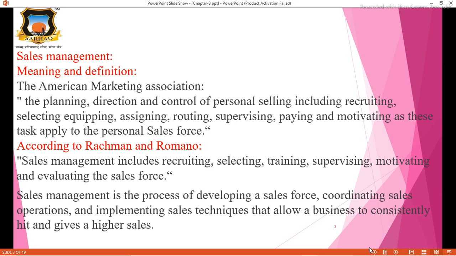force. Sales management is the process of developing a sales force, coordinating sales operations and implementing sales techniques that allow a business to consistently hit targets and gain higher sales. If your sales management is good, then your sales increase, your profit increases, and it will help you to sustain your organization for a long period.